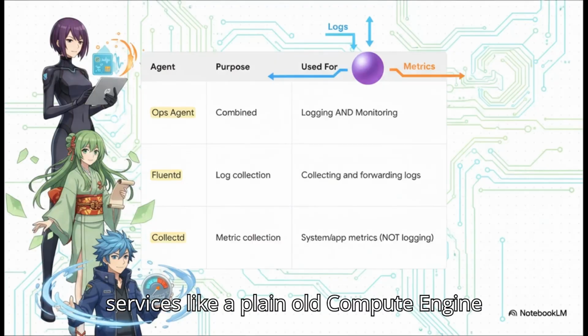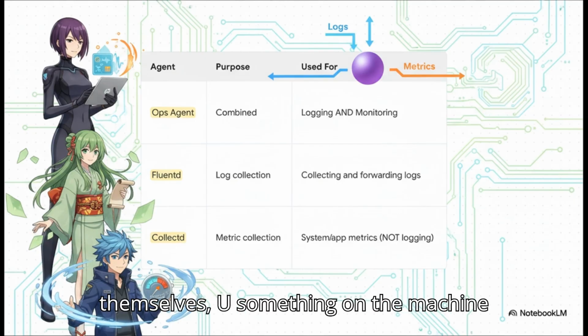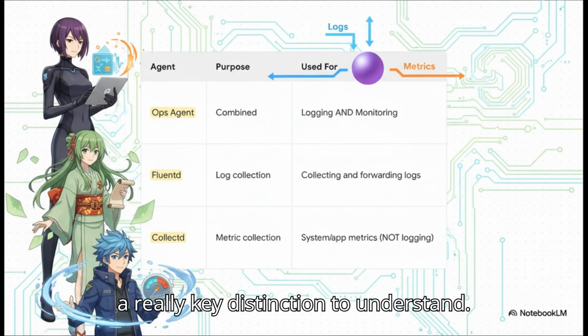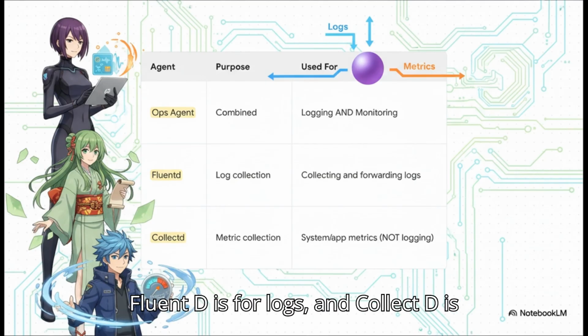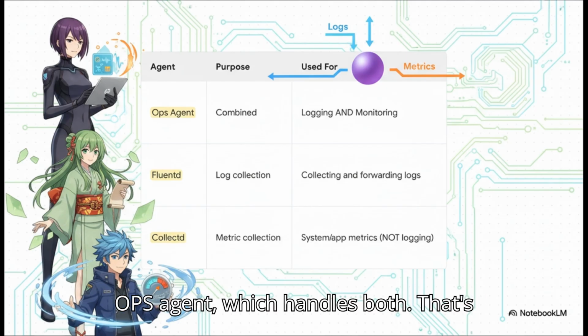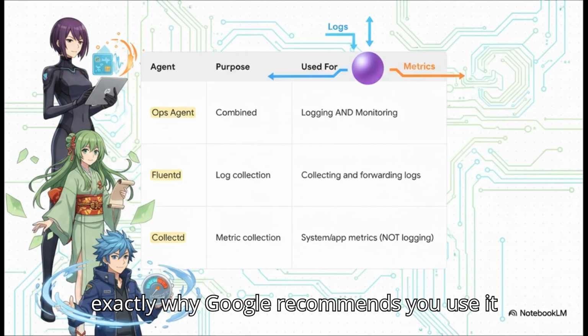Now, for services like a plain old Compute Engine VM, logs don't just magically beam themselves up. Something on the machine has to actually collect them. And this is a really key distinction to understand. Fluentd is for logs, and collectd is for metrics. But the new hotness is the Ops Agent, which handles both. That's exactly why Google recommends you use it for everything now.